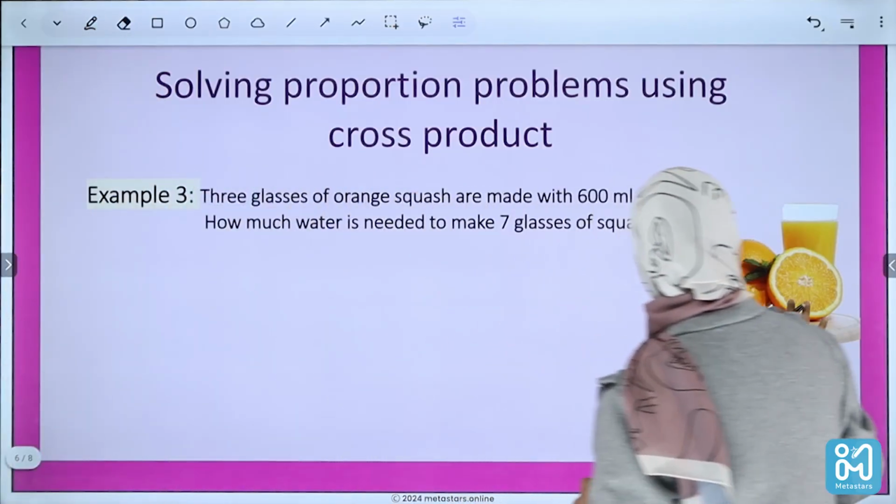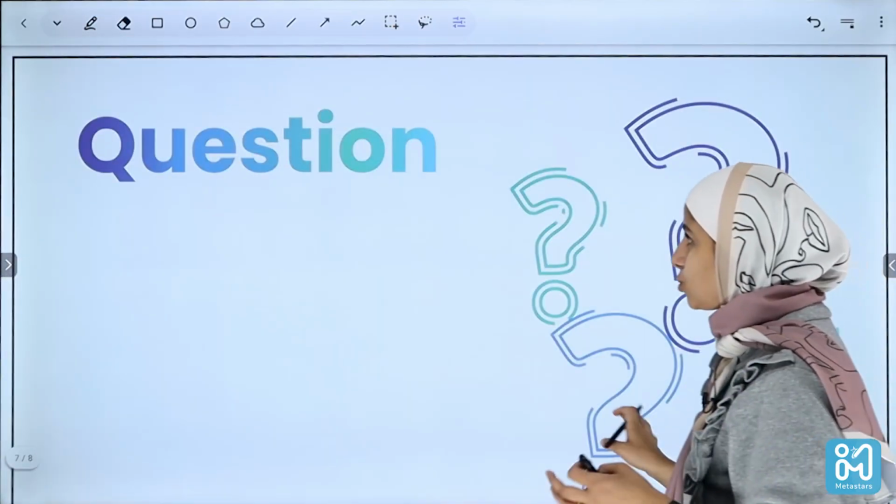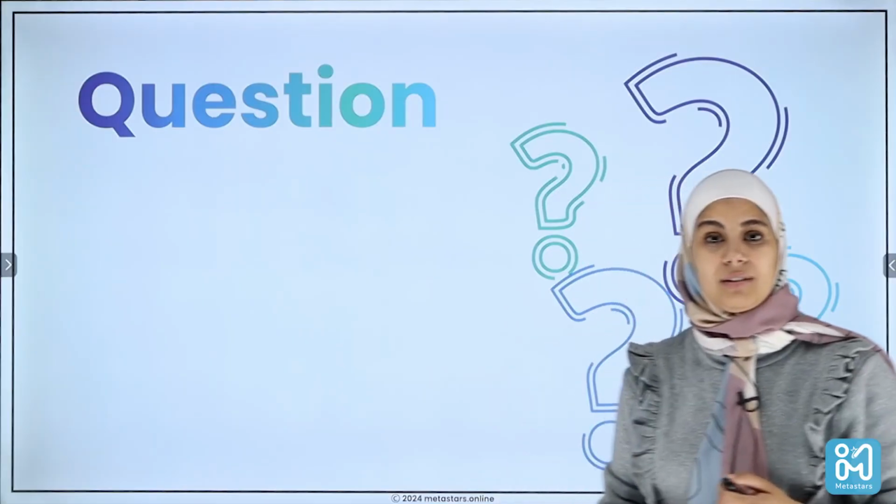We're done. We did a lot of examples. I think it's easy to solve these. What do you think?